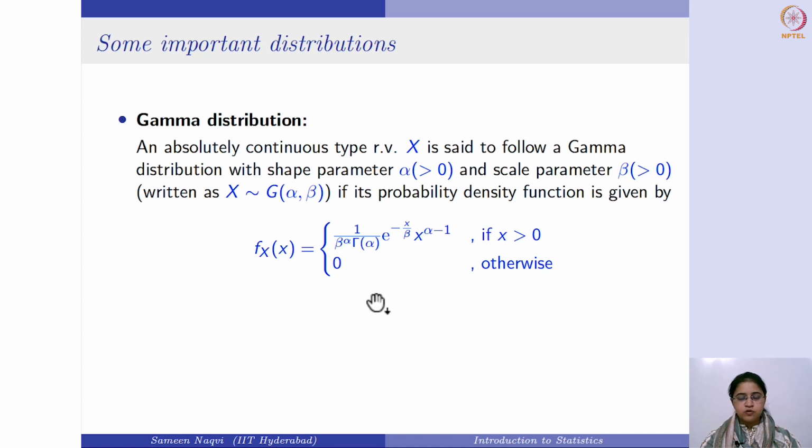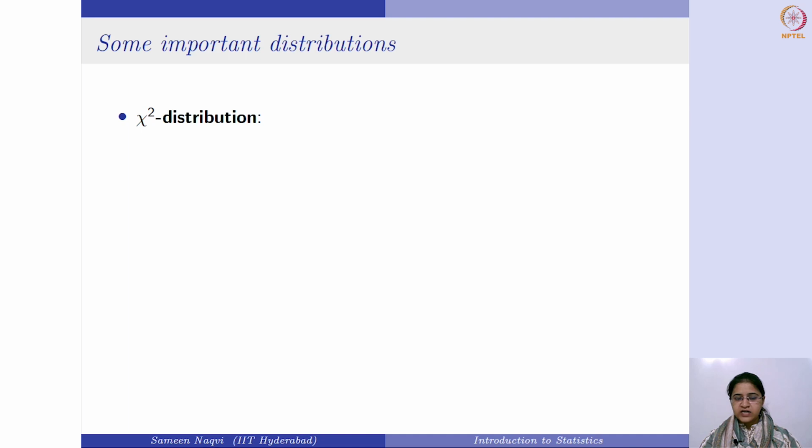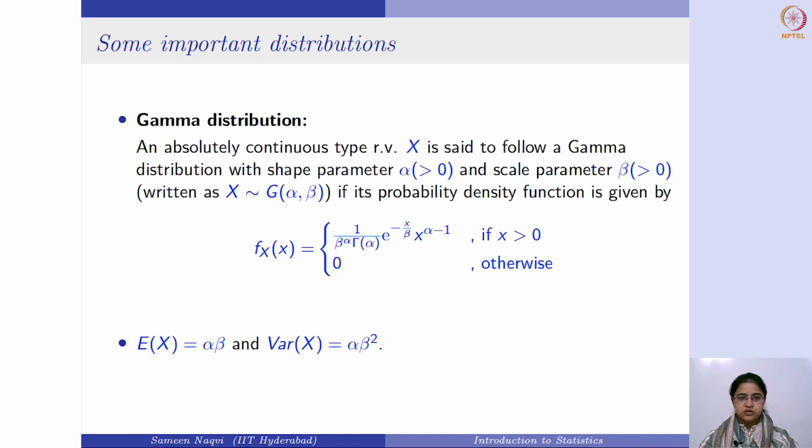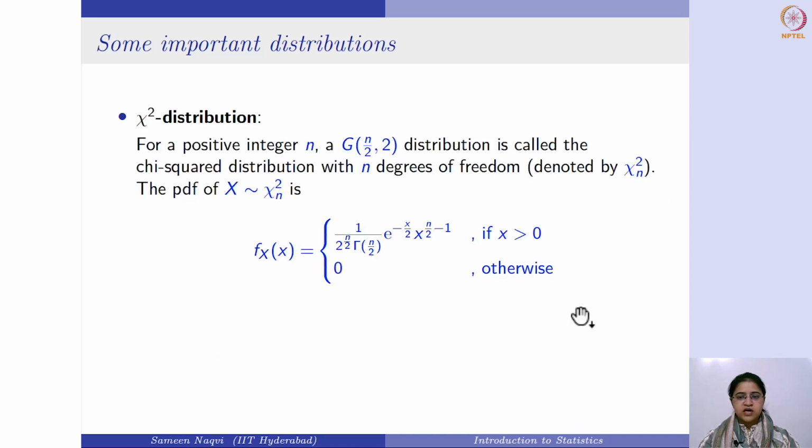And I believe that all of you are familiar with this density, and its mean, if we find it out, it would come out as alpha beta, and variance is alpha beta square. Now, if you talk about the chi-square distribution, chi-square distribution generates from this gamma only if we replace this alpha and beta with some other quantities. So if you replace alpha with n by 2 and beta by 2, then this gamma distribution is referred to as your chi-square with n degrees of freedom.